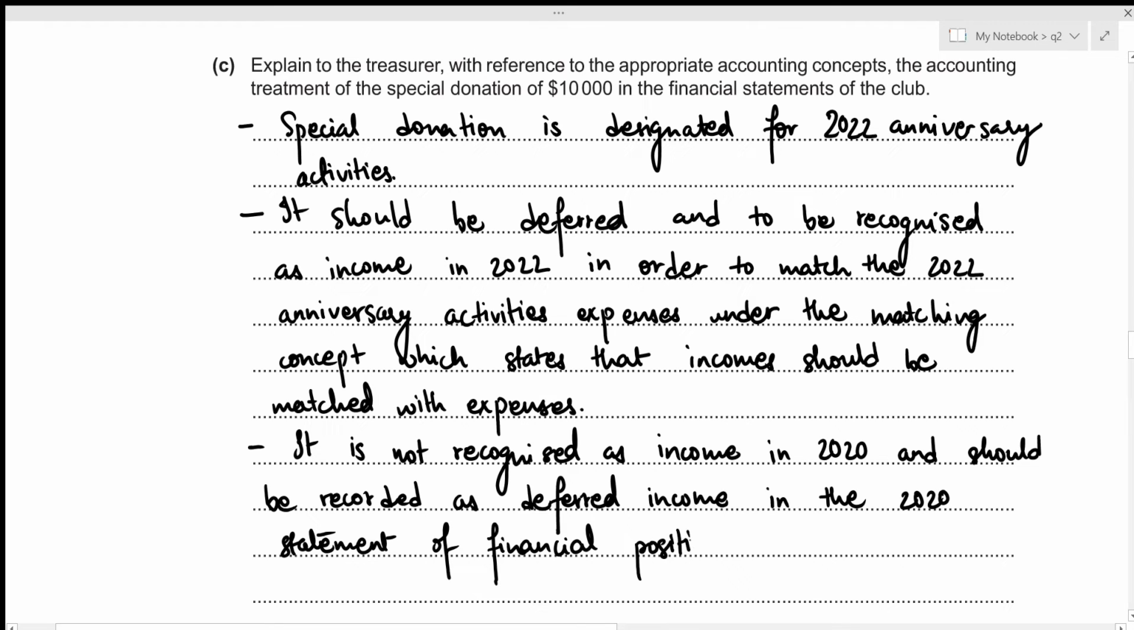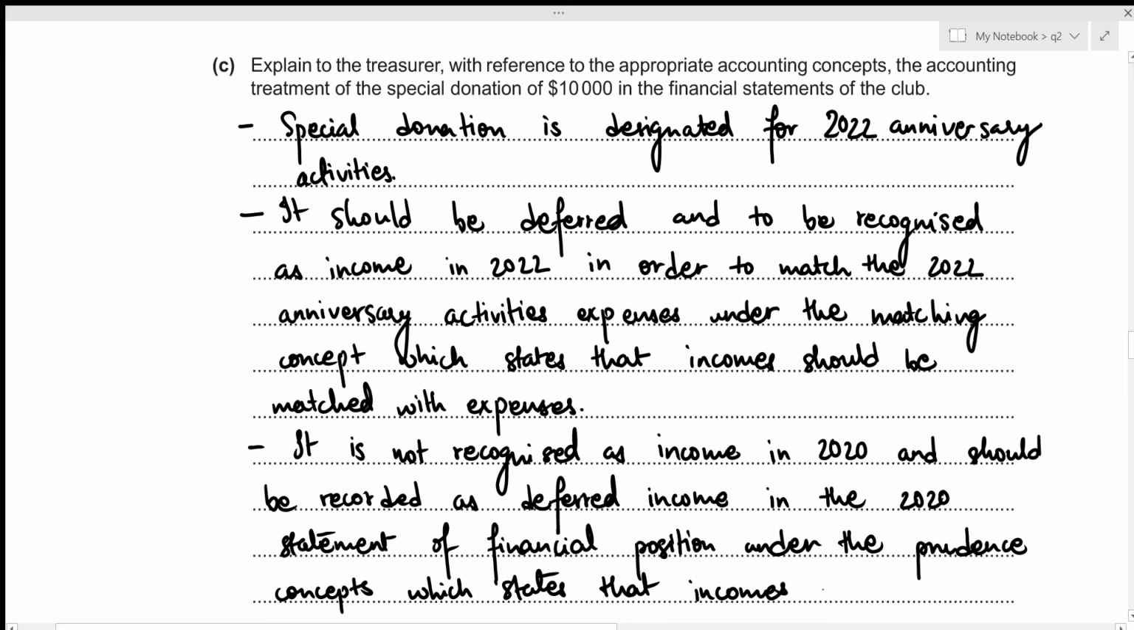And we are not recording it as an income because it would overstate it, right? Which we are following under the prudence concept. So under the prudence concept, prudence concept states that income should not be overstated.